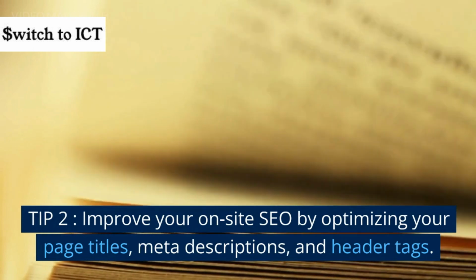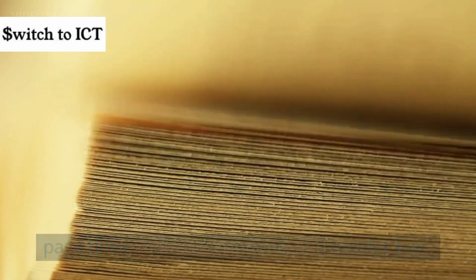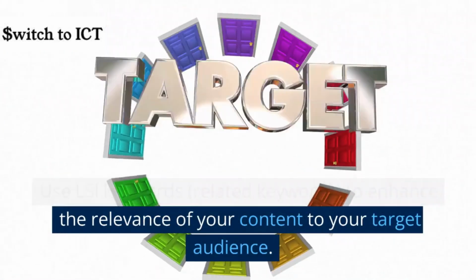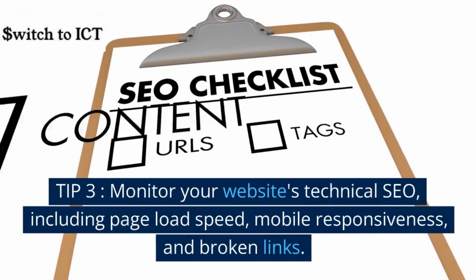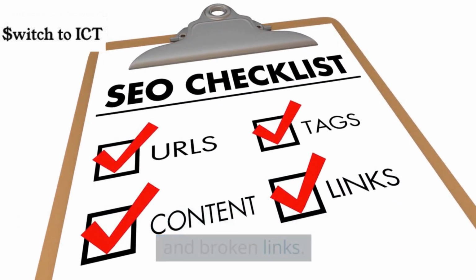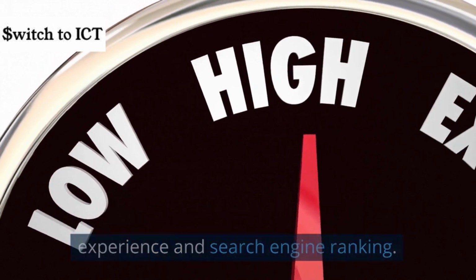Tip 2. Improve your on-site SEO by optimizing your page titles, meta descriptions, and header tags. Use LSI keywords, related keywords, to enhance the relevance of your content to your target audience. Tip 3. Monitor your website's technical SEO, including page load speed, mobile responsiveness, and broken links. These factors can impact your website's user experience and search engine ranking.